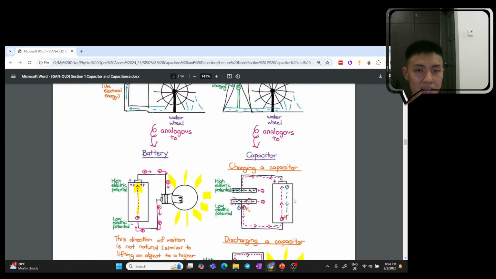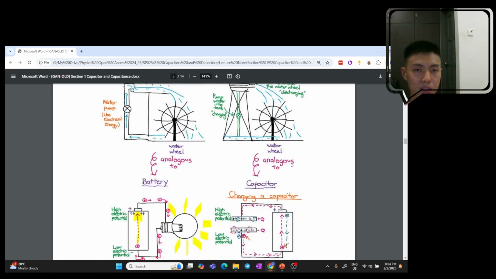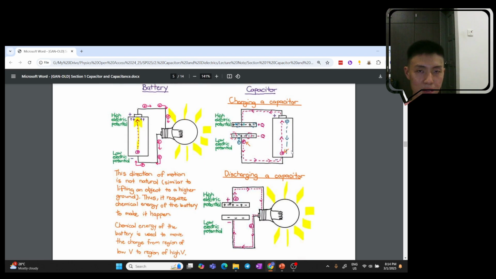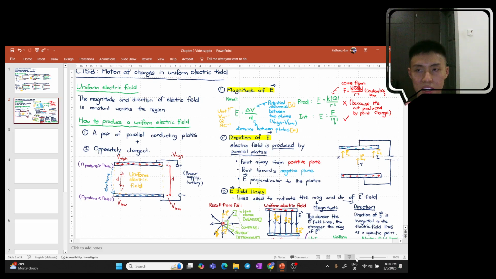So this diagram here shows the idea of how we charge a capacitor by pumping water into the water tank, and discharge a capacitor by letting the water flow out of the water tank. Okay, so this is how you can imagine the process of charging a capacitor and discharging a capacitor. Okay, so you can also cross-check it with this particular diagram over here to make sure you have a solid idea of what's happening.